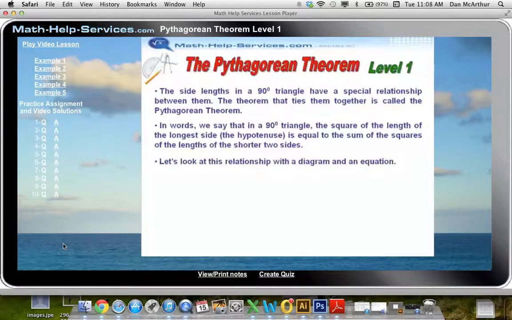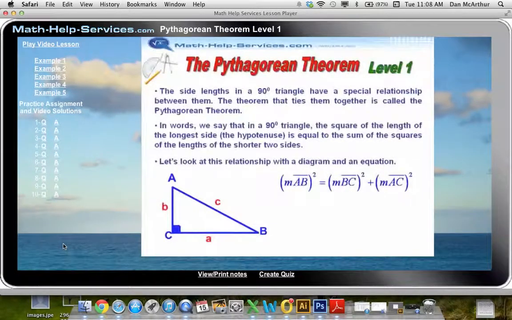Let's look at the relationship with a diagram and an equation. Here's a right-angled triangle, and the measure of AB squared equals the measure of BC squared plus the measure of AC squared. Or if we look at the red letters, C squared equals A squared plus B squared, the Pythagorean theorem.